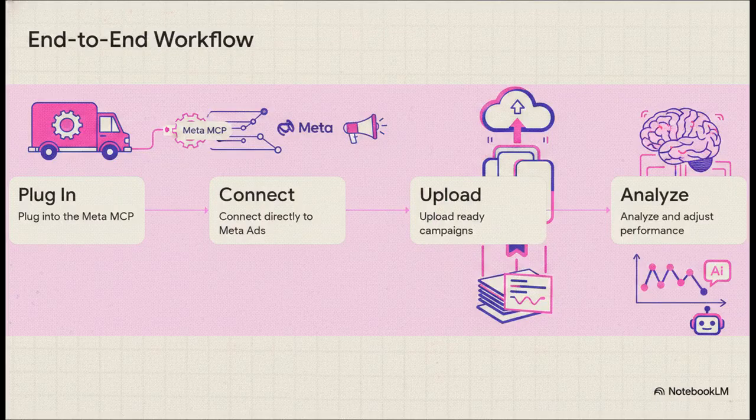To wrap up this 4-stage pipeline, the system effectively acts as your final delivery truck. By plugging into the Meta MCP, you connect directly to Meta ads. You just upload these ready-made campaigns straight into your ad account, schedule them, and then use the AI to analyze what's actually performing best so you can tweak your strategy. It's a complete end-to-end workflow, all happening right inside the chat.